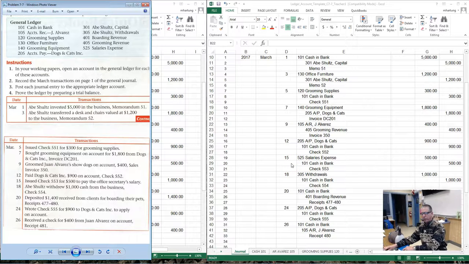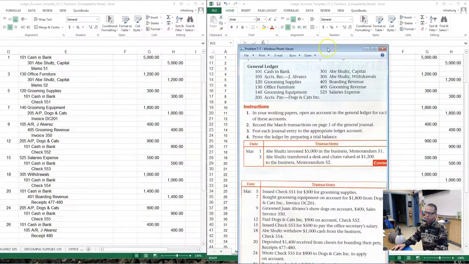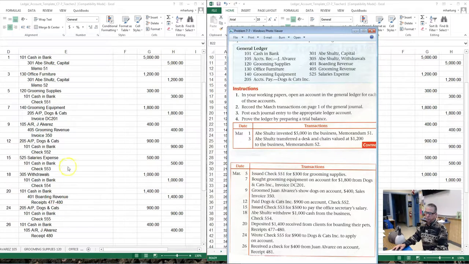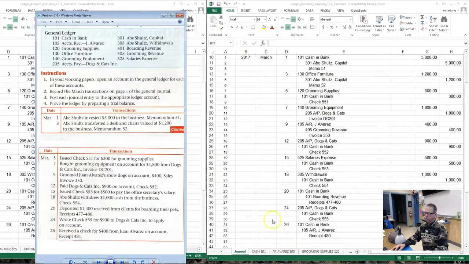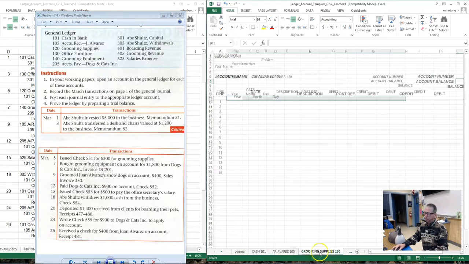So now it's time to go ahead and post all of these journal entries into our general ledger. So we've got our journal entries, and then we need to put them over here into the ledger accounts. And those ledger accounts are all listed down here on our worksheet.